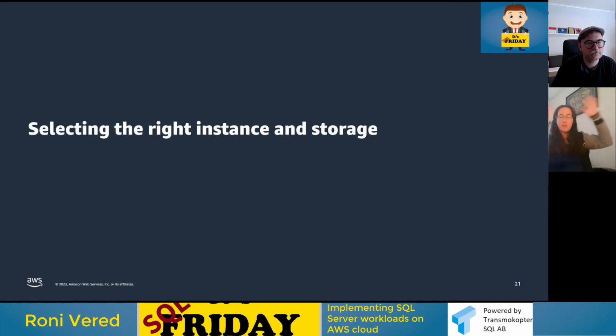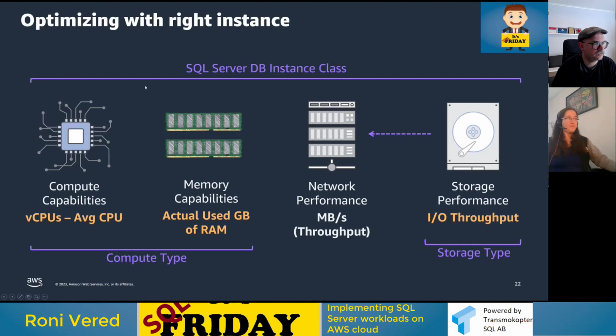Okay, so we talked about all those things, and it was very concise and a lot of information. And now we're moving towards something a little bit different. We're talking more about selecting the right instance and storage, how to right size properly, how to pick and choose, and what are the different terms and configurations when we're talking about virtual machines on AWS.